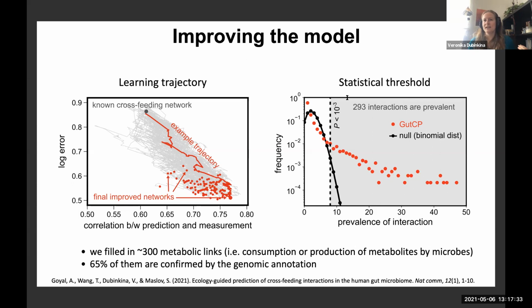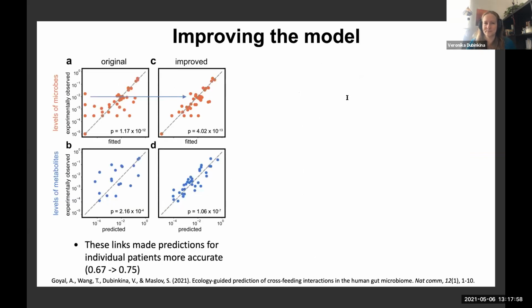And then we went and actually checked if there is any genomic evidence that those metabolic capabilities are out there for those microbes. And it turned out that 65% of those links that we predicted by our machine learning procedure are actually supported by genes present in those microbes. So this was very encouraging, and we keep using this procedure and expanding our network.